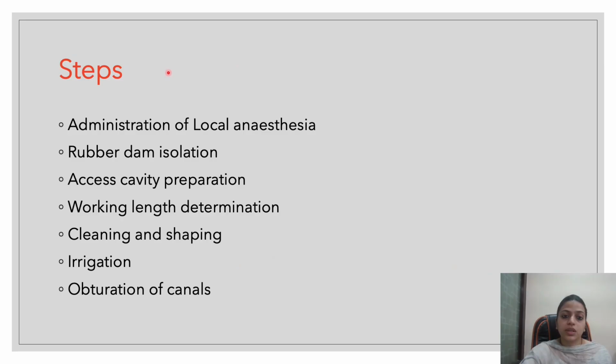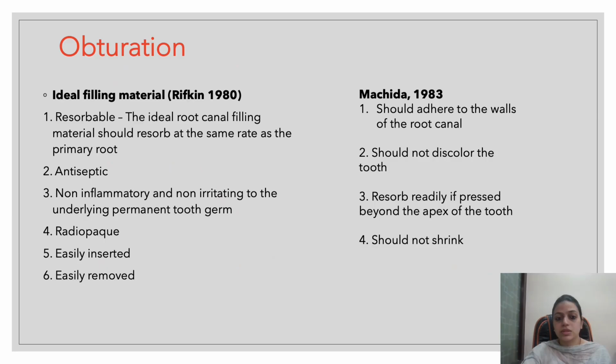Briefly explaining the steps: administration of LA, rubber dam isolation, access cavity preparation, working length determination, cleaning and shaping, followed by irrigation and obturation of the canals. We'll be emphasizing the materials which are used in obturation.